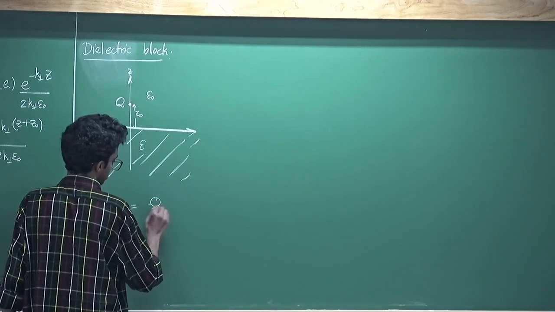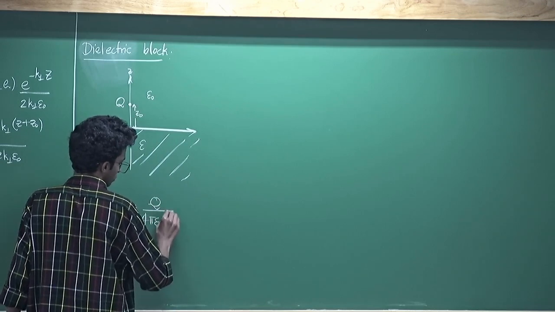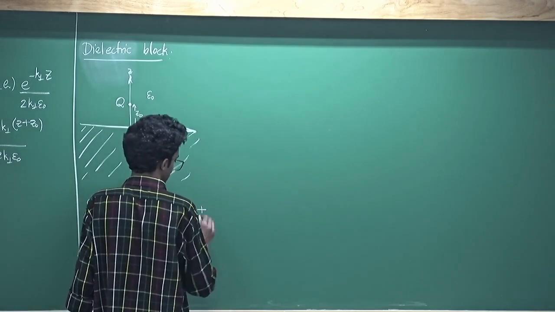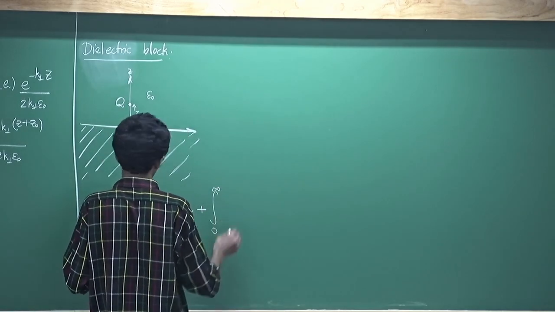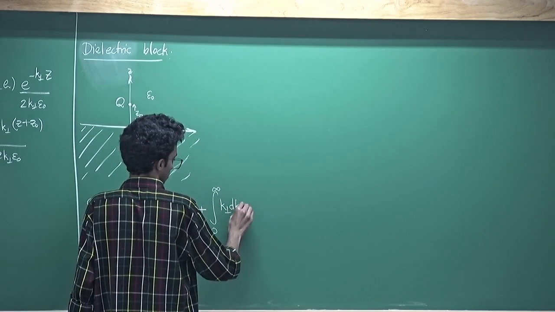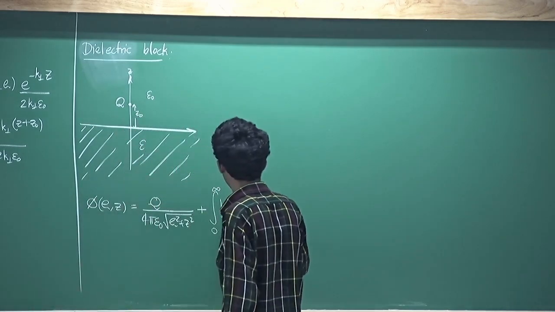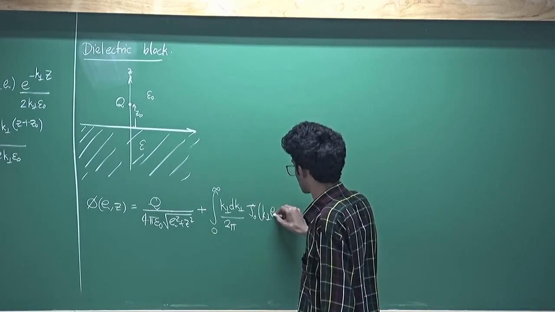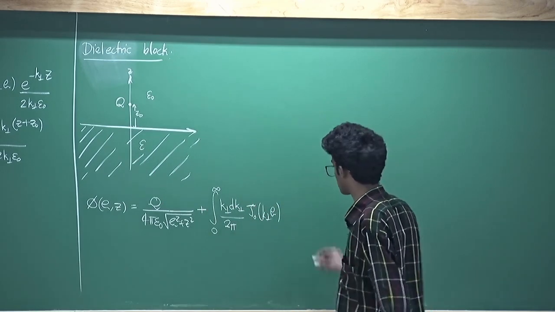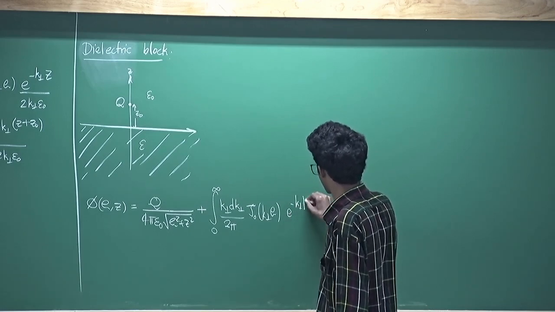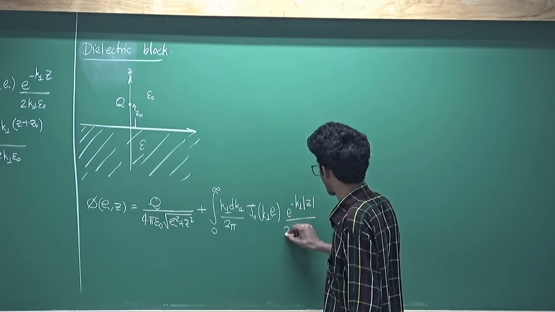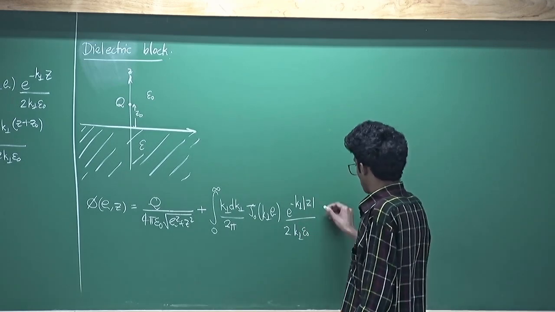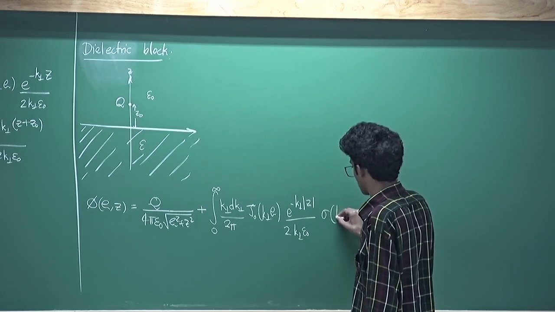So the answer should be q by 4 pi epsilon naught square root rho squared plus z squared, plus the potential induced due to the surface charge at the dielectric, for which you can write such a representation because it's axisymmetric. This is just some normalization times some sigma k perpendicular.